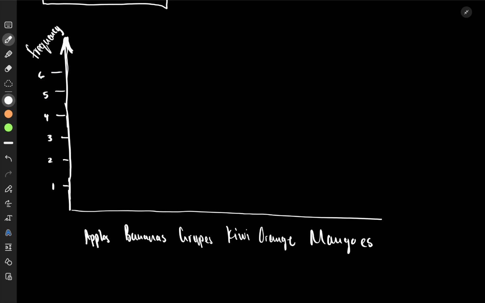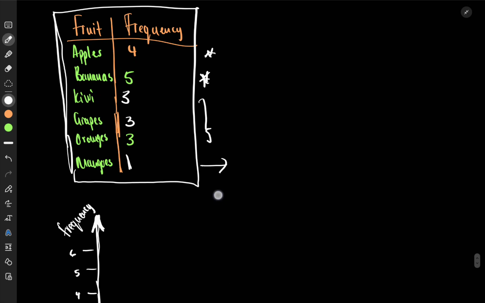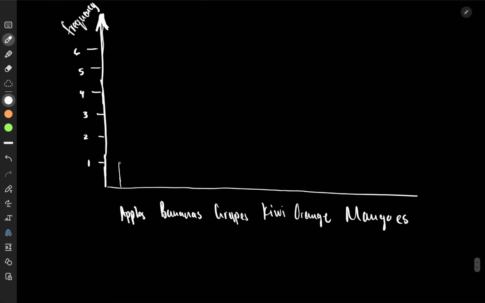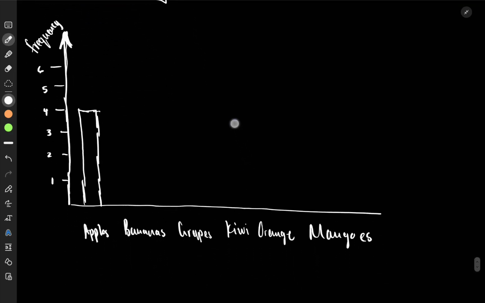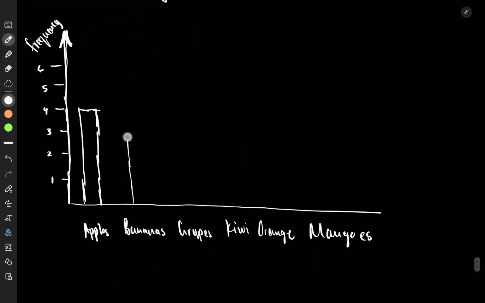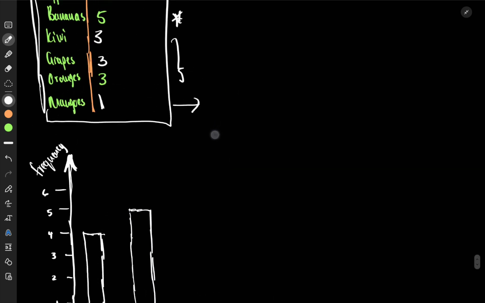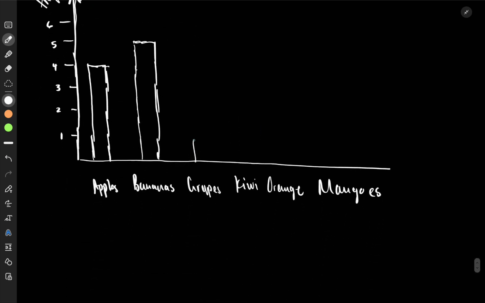So let's start with apples. How many were apples? 4. So apples will go all the way to 4. Like this. And then the next thing we're going to have is bananas. Bananas we have 5, so I'm going to put 5 bananas. All right, then after that we have grapes. How many grapes do we have? 3 grapes, so for grapes we put in 3.